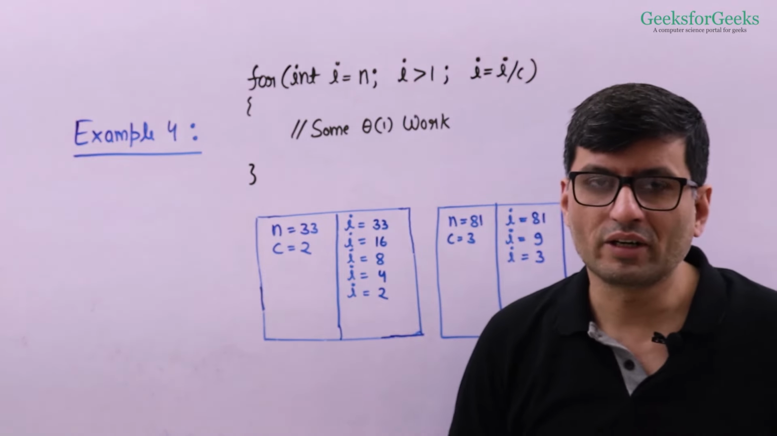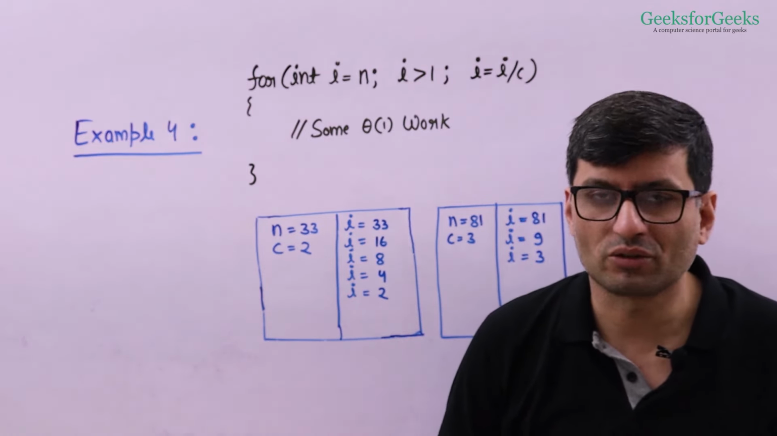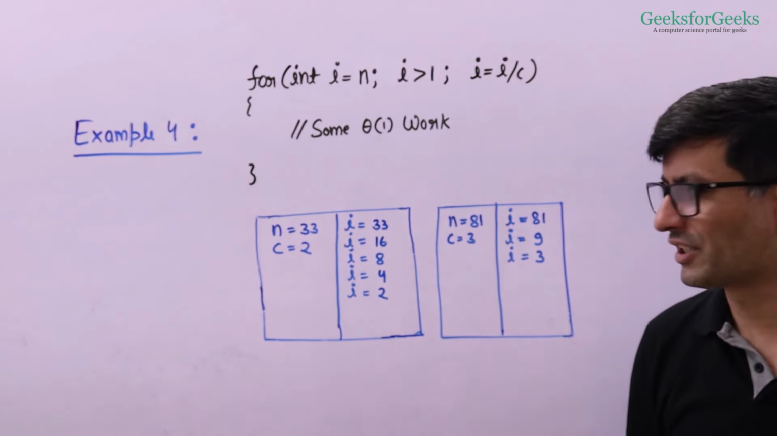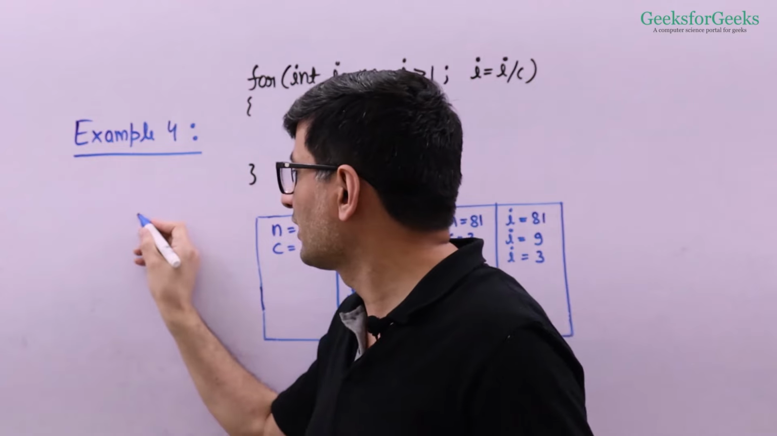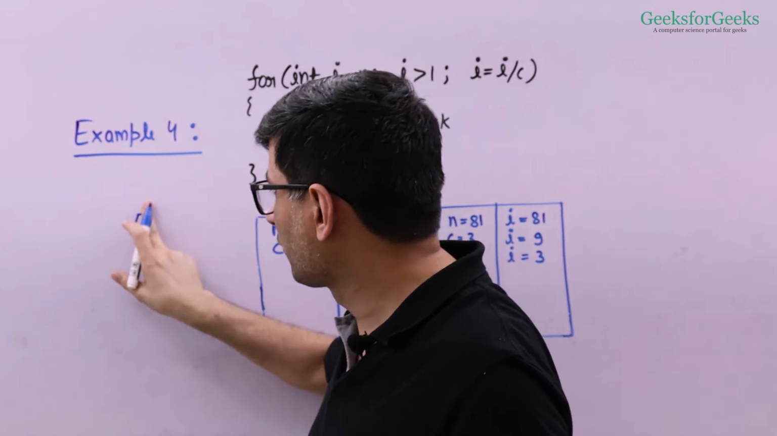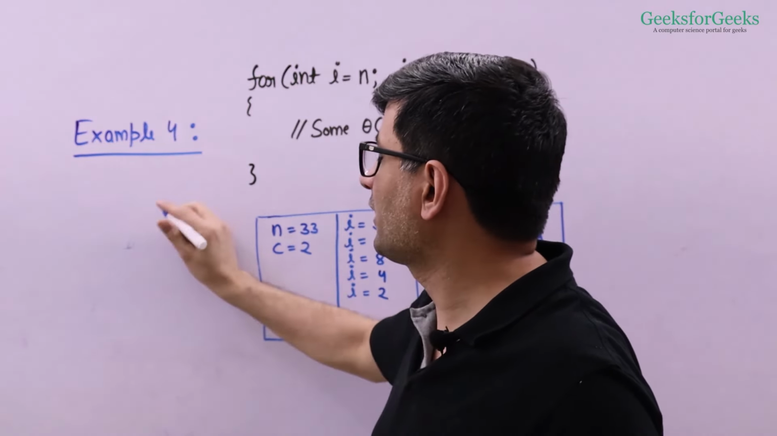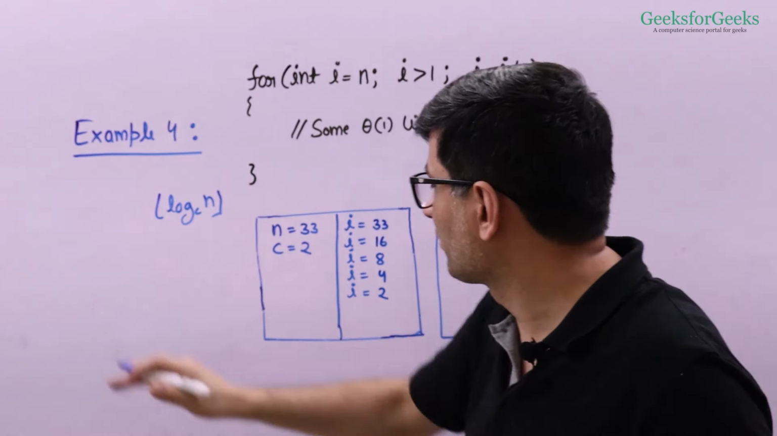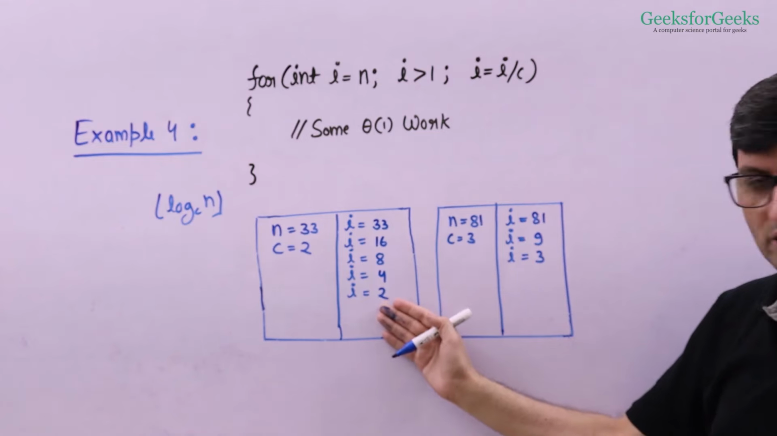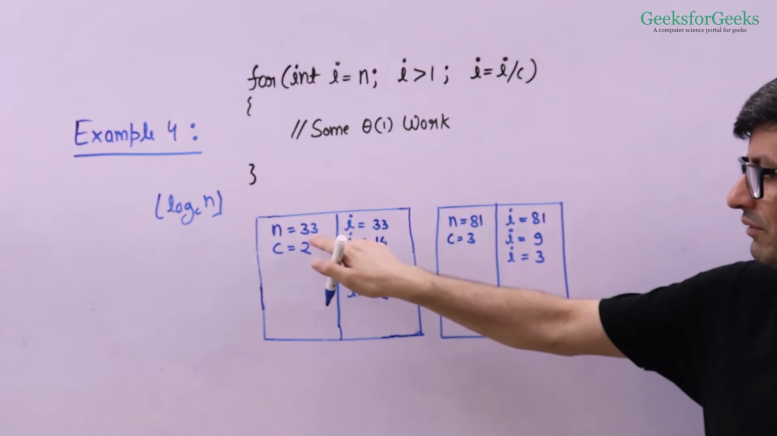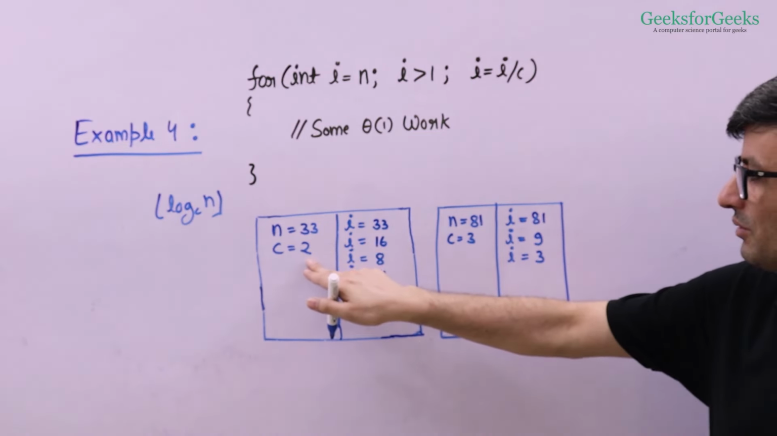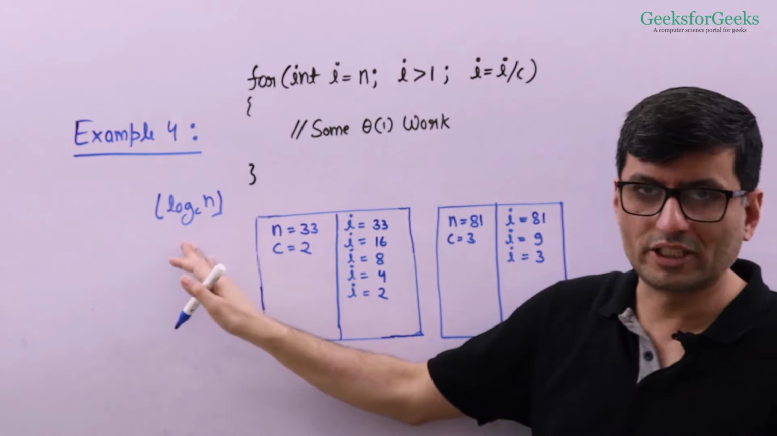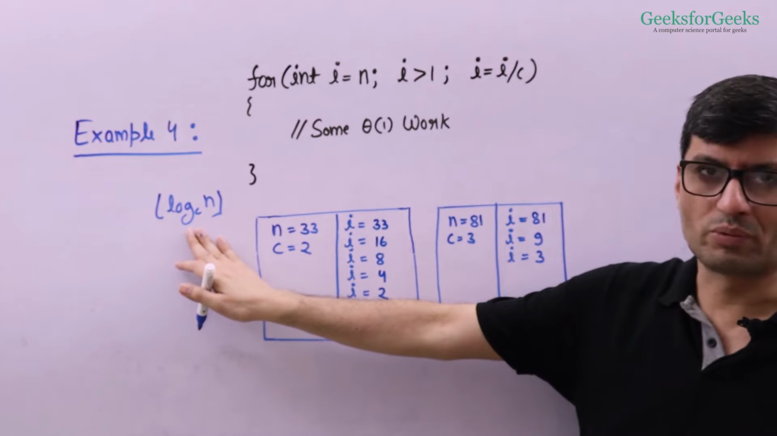Please pause this video and try to find out the time complexity or order of growth. If you see these examples, or if you do more examples, you can clearly see that this loop actually runs floor of log base c of n. For example, for 33, you can notice that it's running 5 times. We'll get 5 point something when we do log of 33 base 2. 81 base 3 is clearly 3, so we have exactly 3 times. So these many times this loop runs.